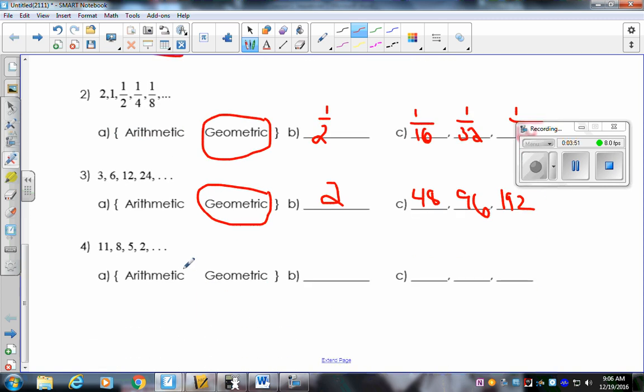And then the last one is arithmetic. This time my numbers are going down, so I'm adding a -3. Okay, which brings me to -1, -4, and -7.